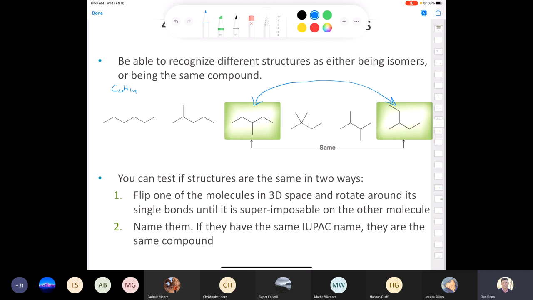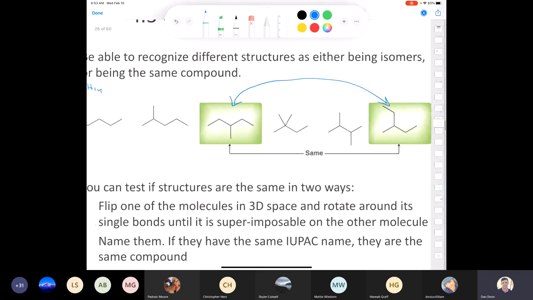How do you know that they are identical? Well, you can do a couple of things. The first way is the easiest one, and that's probably the one you're going to master eventually, which is manipulating the molecule in three dimensions in your mind. All they're doing is taking the molecule in the first green box and rotating it this way a little bit, and then rotating one of these bonds right here, because there's free rotation around a sigma bond. Any single bond has free rotation around it.